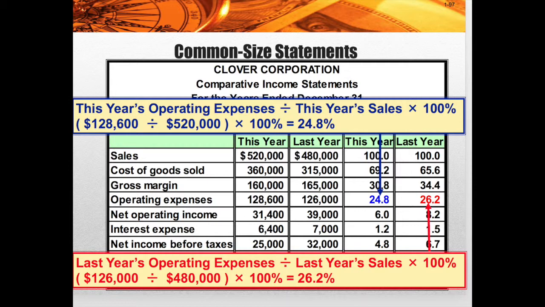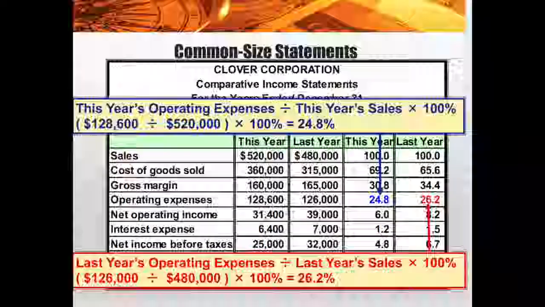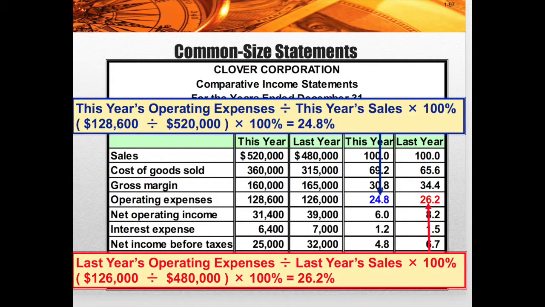If we take the operating expenses divided by sales, we get the percentage of sales that went into operating expenses. And in this case, 128,600 divided by 520 times 100% gives us 24.8. In other words, the operating expenses were 24.8% of sales. As you can see here, last year's operating expenses were 126, so that was 26.2. So our operating expenses went from last year of 26.2% of sales to 24.8% of sales. In other words, our operating expenses as a function of sales have been going down.